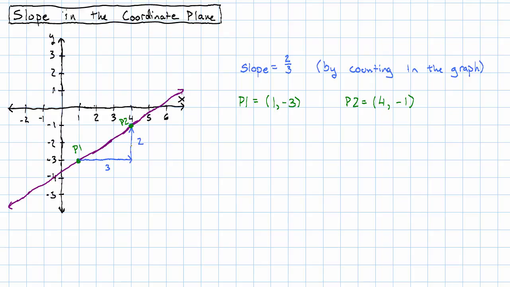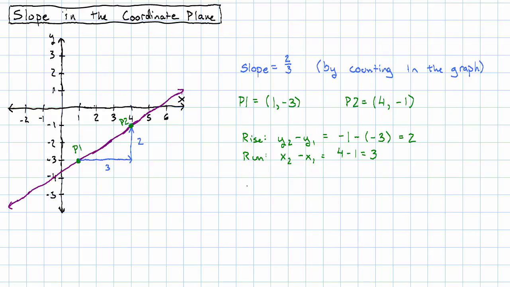Well, notice the distance that we move up here is just the difference between the y-values. In this case, it's -1 minus -3, or 2. The run is just the difference in the x values. In this case, it's just 4 minus 1, or 3.